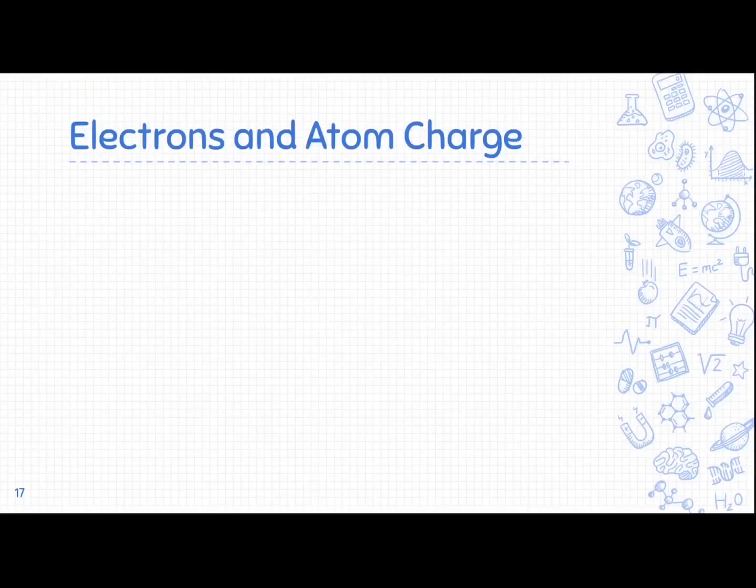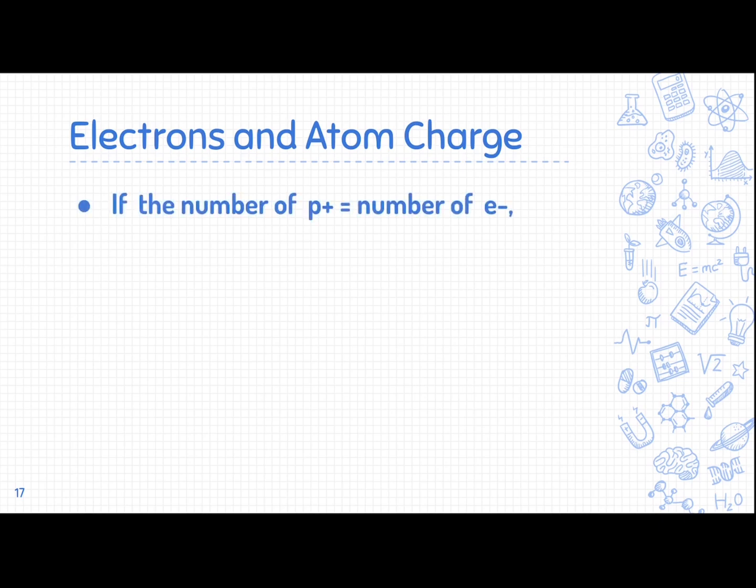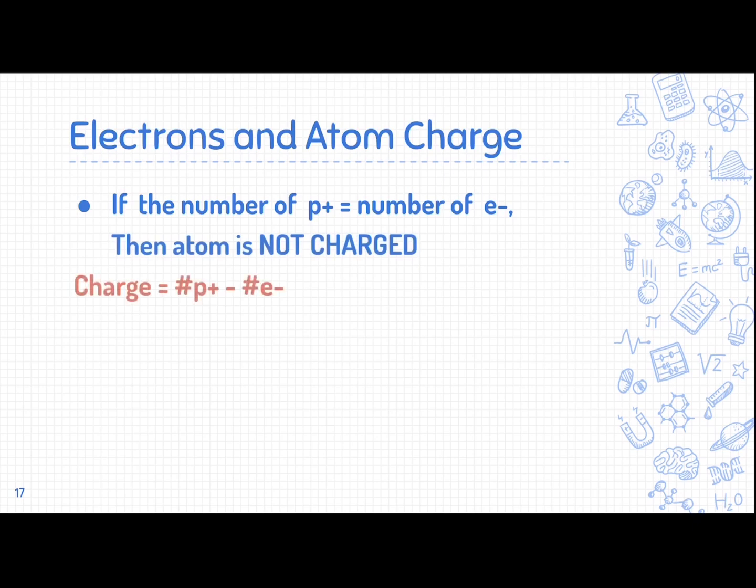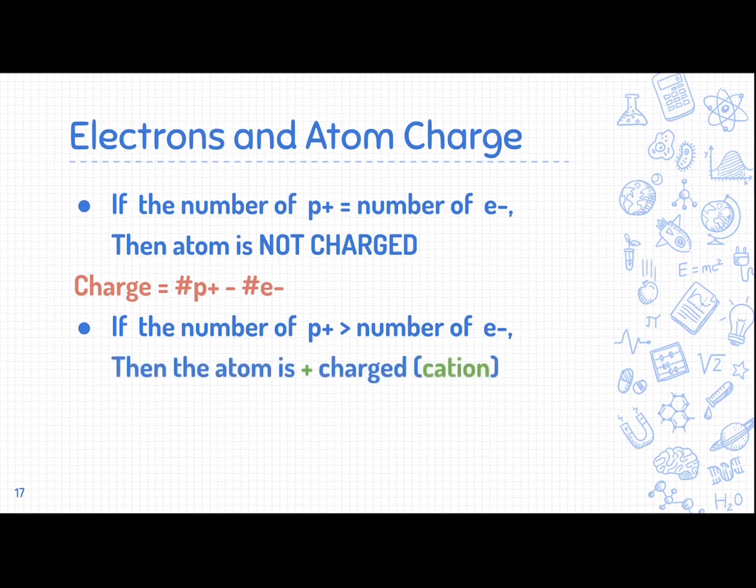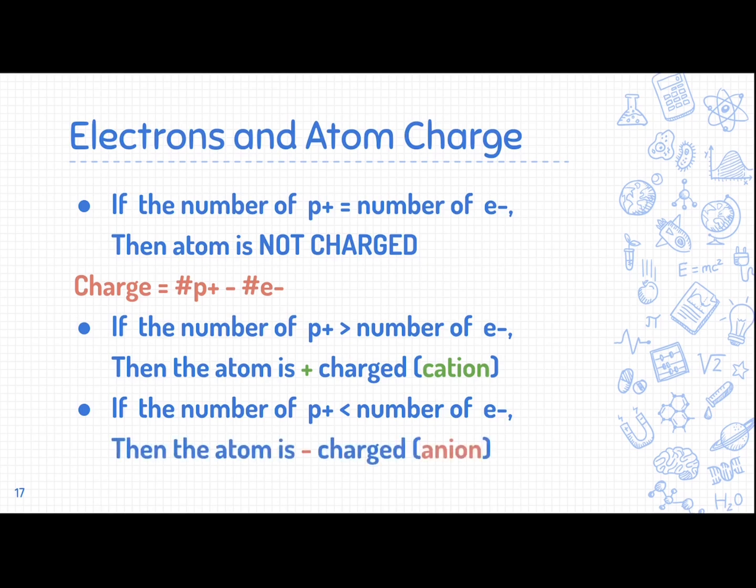What is an ion? If the number of protons equals the number of electrons, then that atom is not charged. It's neutral. Okay? The charge is going to be your protons minus your electrons. So if there's more protons than electrons, the atom is positive, which is called a cation. Remember, cats have paws. Paws sounds like positive. That's a good way to remember that. If the number of electrons is greater than the protons, then it's a negatively charged atom, and that's called an anion.